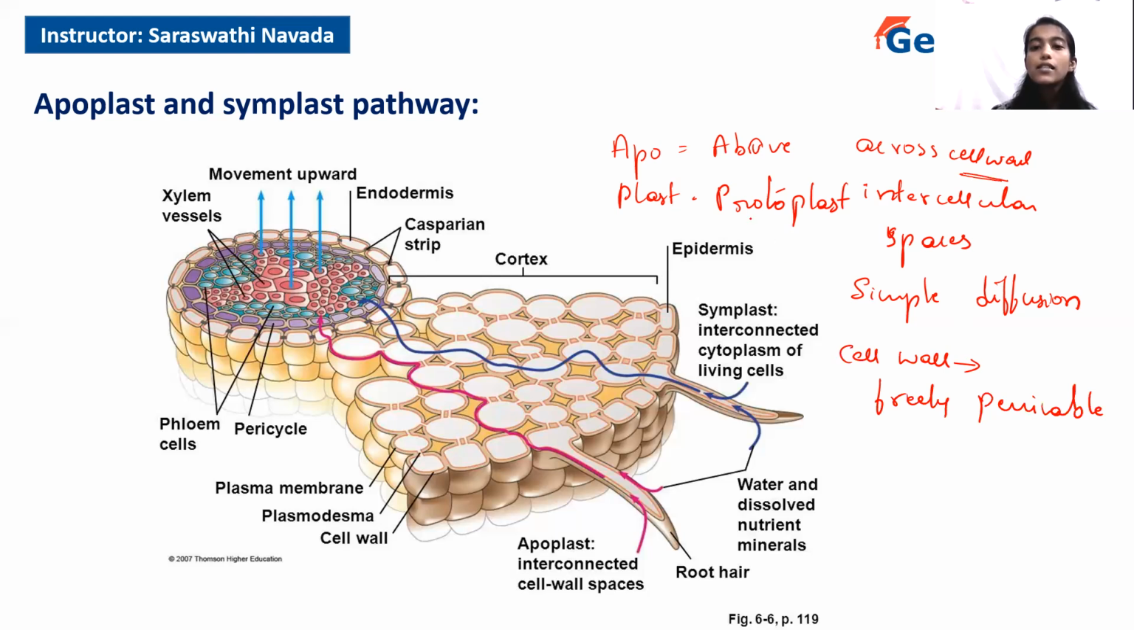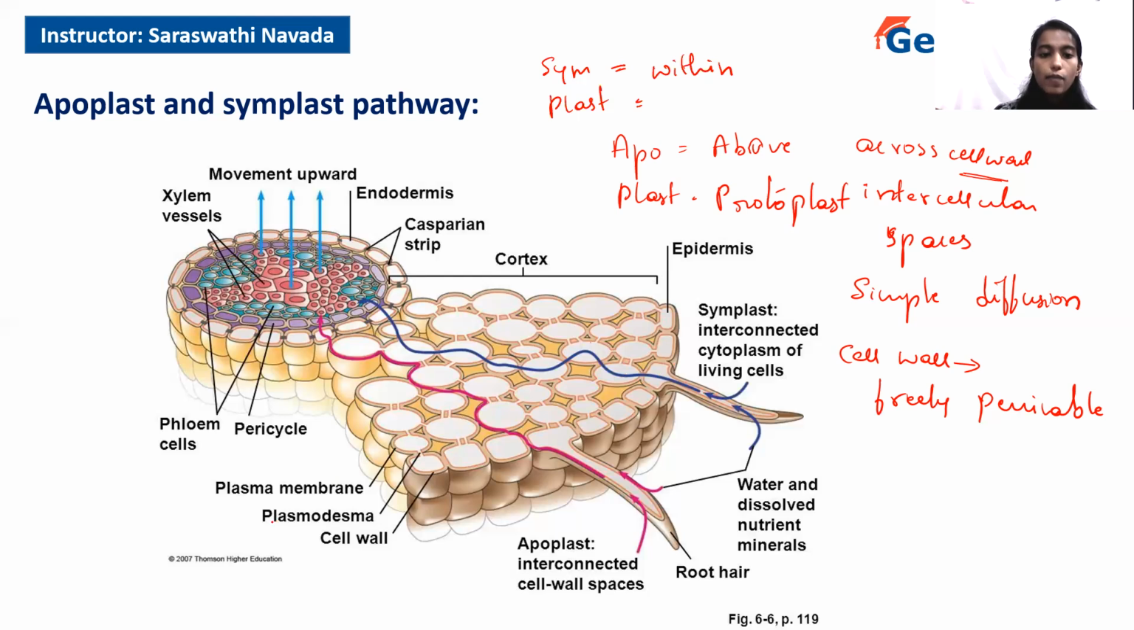Whereas coming to the symplast, the term sym or syn refers to within. And already you know what is meant by plast, that is protoplast. So in the symplast, what happens? Water will be entering into the cell. Water absorbed by the root hairs enters into the cortical cells of the roots, and from one cell to another cell, it will be transported through the plasmodesmatal connections.